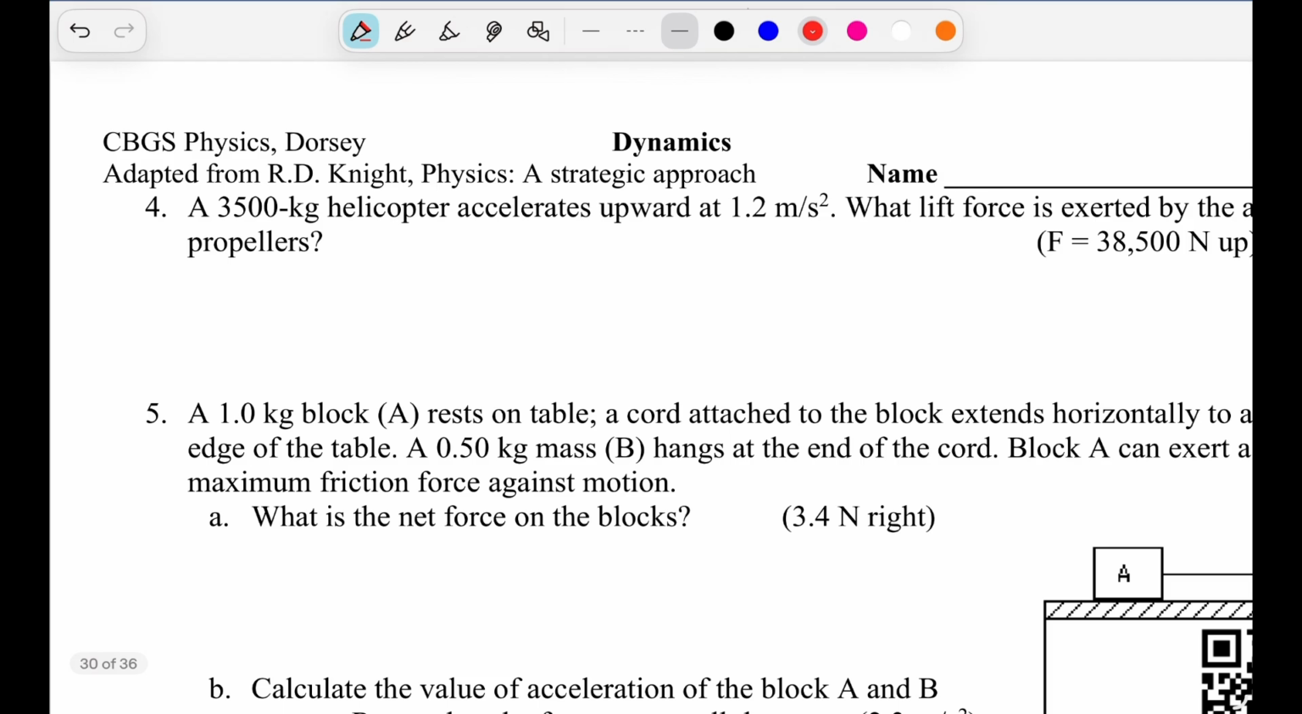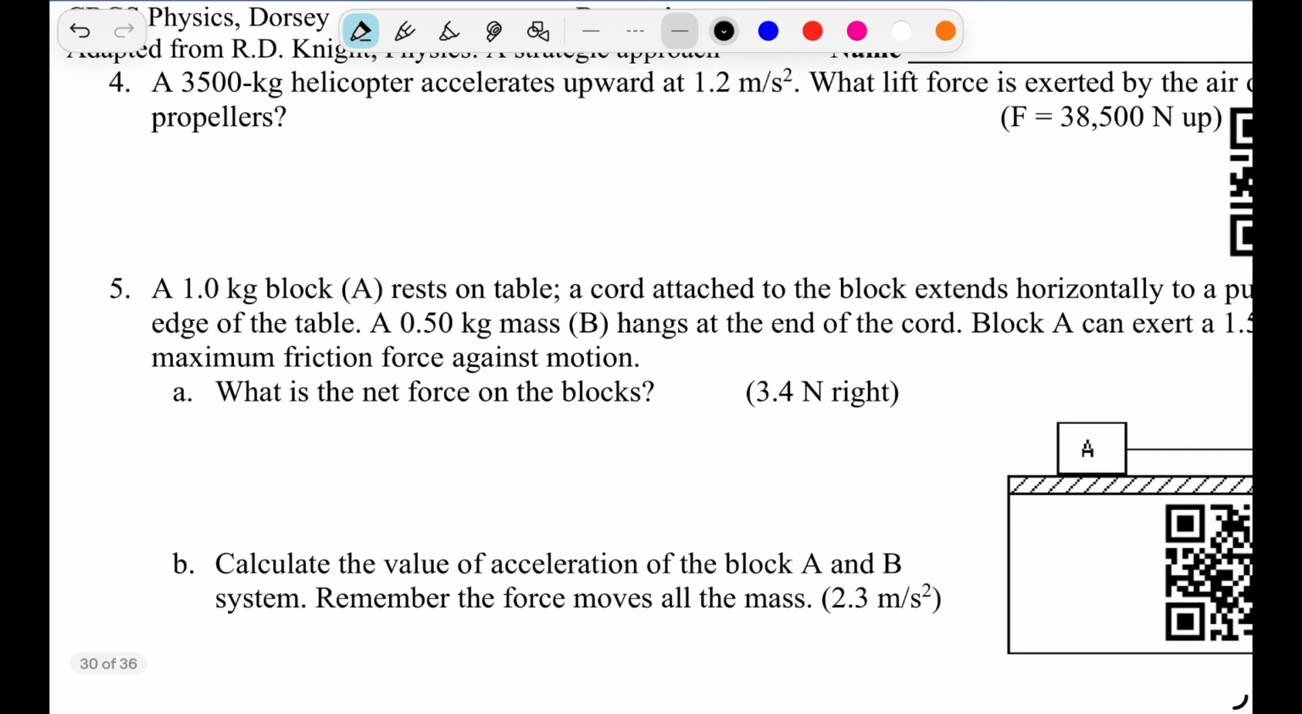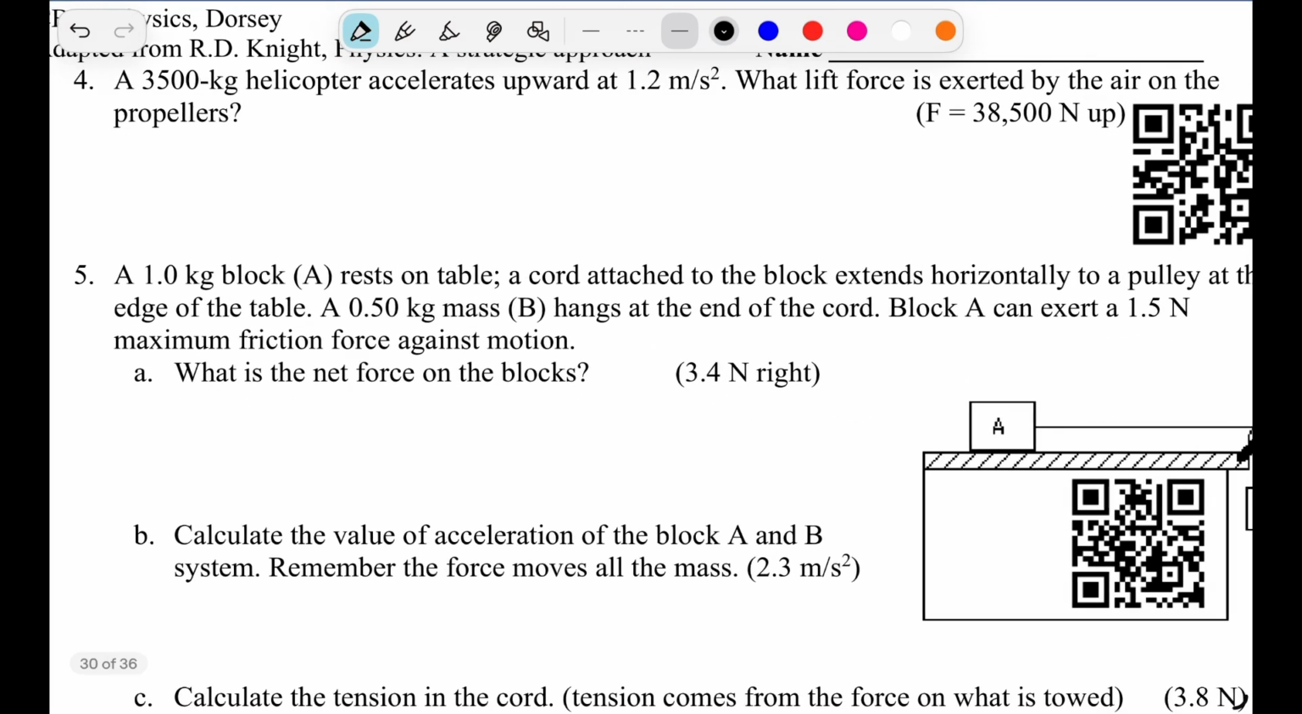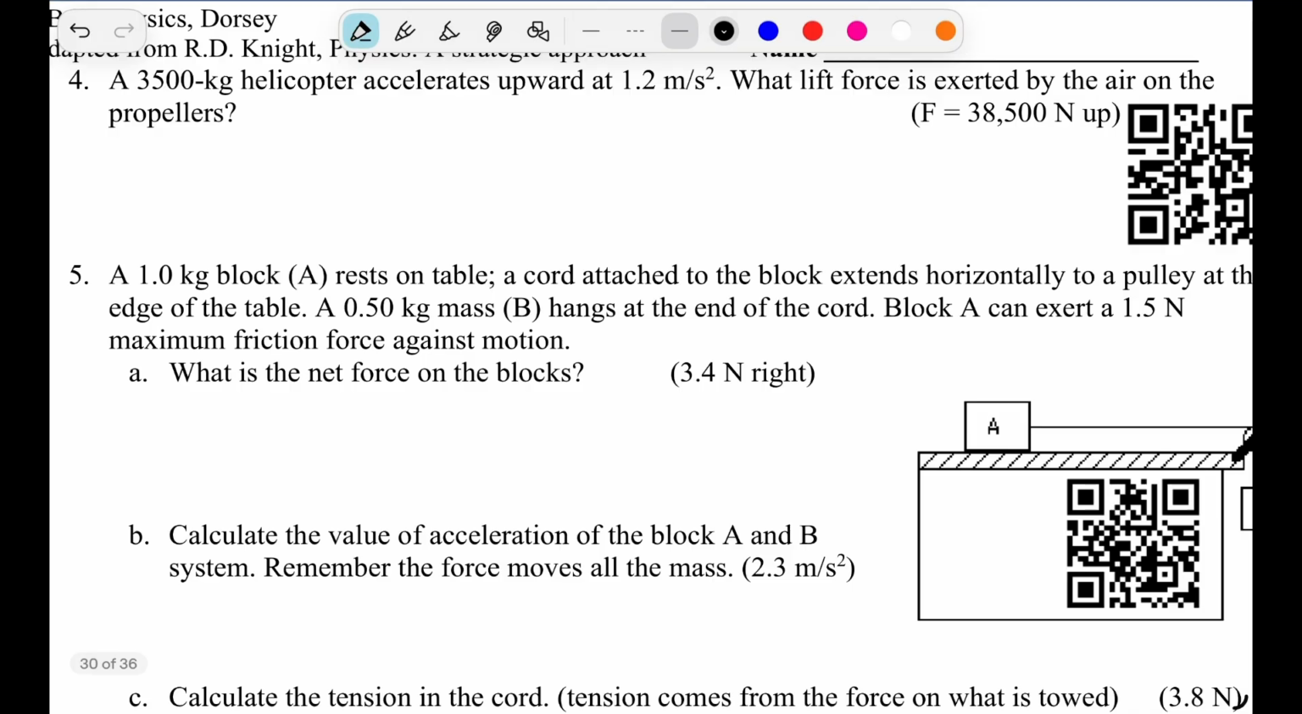A 3,500 kilogram helicopter accelerates upward at 1.2 meters per second squared. What lift force is exerted by the air on the propellers? So given that the mass is equal to 3,500 kilograms and our acceleration upward is equal to 1.2 meters per second squared, and our g, gravitational constant, is 9.8 meters per second squared, we can first draw the FBD.